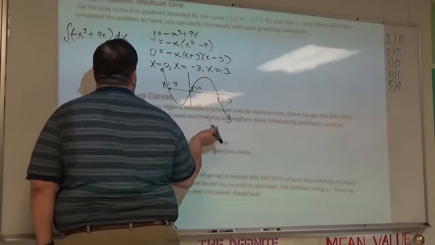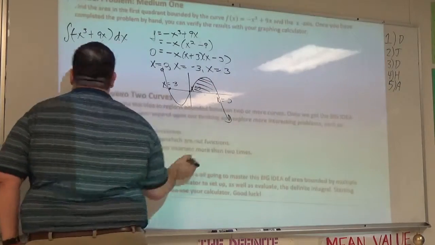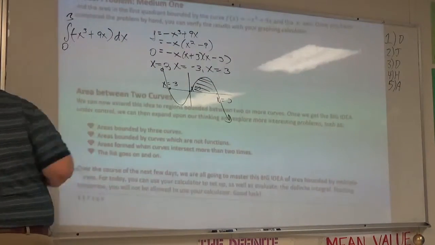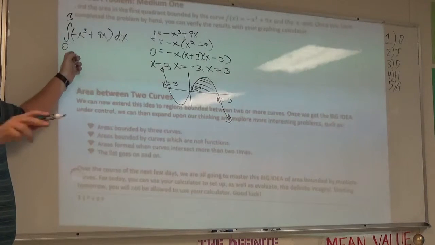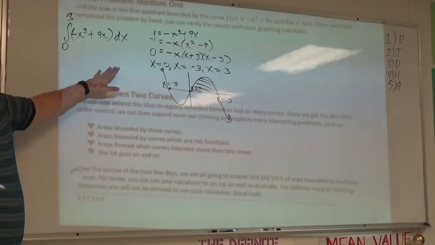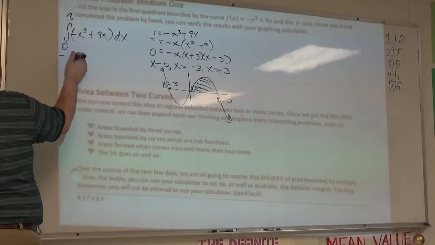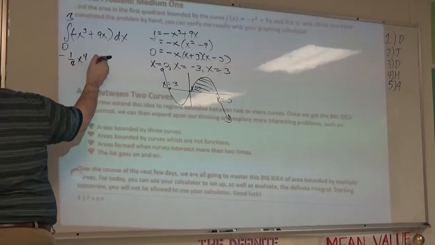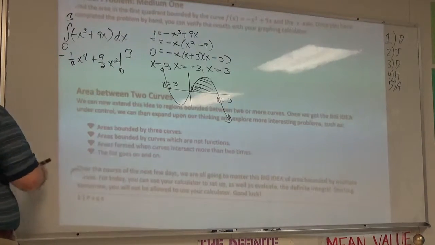Okay, so now I want the first quadrant, so we're going to go from 0 to 3. How many of you had this as your setup? Integral from 0 to 3. We're okay? All right, we'll fast forward. The antiderivative of negative x cubed plus 9x is negative one fourth x to the fourth plus 9/2 x squared. Evaluate from 0 to 3.